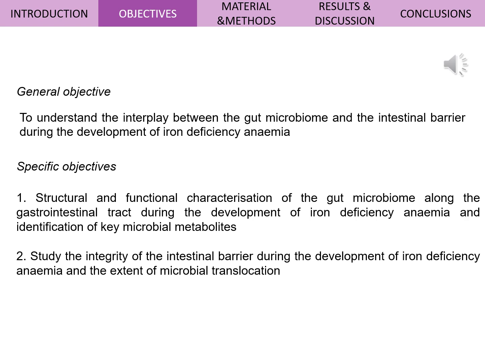So the objectives of this study are as follows. The general objective is to understand the interplay between the gut microbiome and the intestinal barrier during the development of IDA, and the specific objectives are: first, the structural and functional characterization of the gut microbiome along the gastrointestinal tract during the development of IDA and the identification of key microbial metabolites, and second, the study of the integrity of the intestinal barrier during the development of iron deficiency anemia and the extent of microbial translocation.